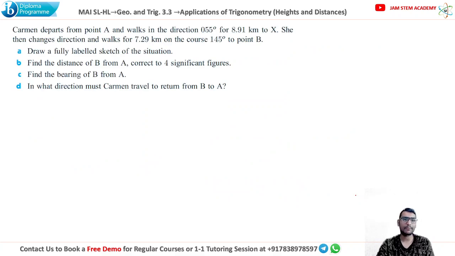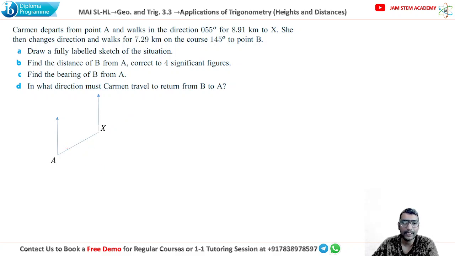Consider this situation. Carmen departs from point A and walks in the direction of bearing 55 degrees for 8.91 kilometers to X. Let's draw this one first. Consider she starts from here, this is north, true north. From this bearing of 55 degrees she travels to reach the point X, a distance of 8.91 kilometers. So this angle is 55 degrees and she reaches some point X. So we can draw A and we can draw X.